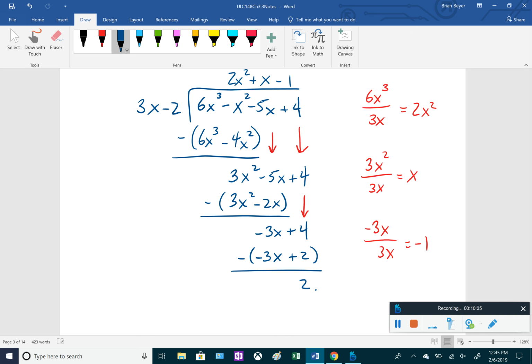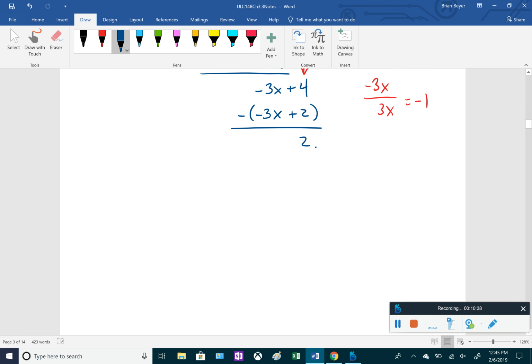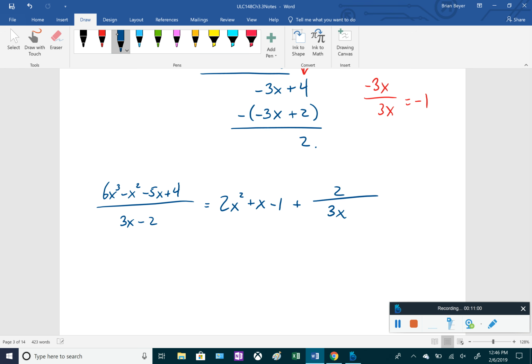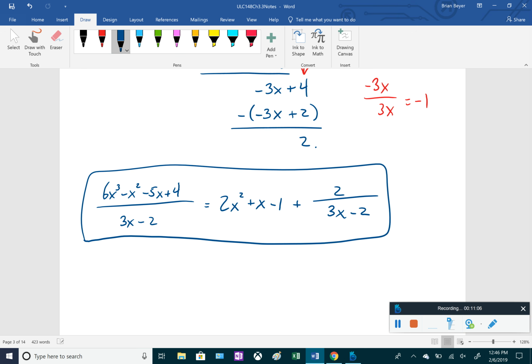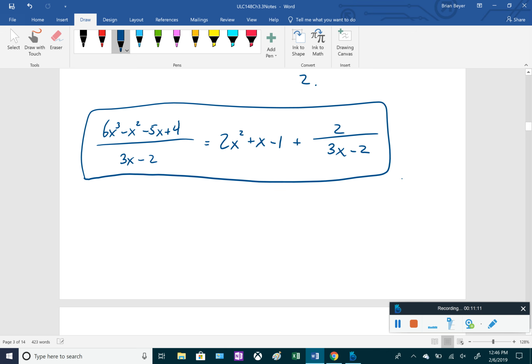Now we can just write this in the form of the division algorithm. So the original question was 6x cubed minus x squared minus 5x plus 4. We divided that by 3x minus 2. We said it's equal to the quotient, which was this, plus the remainder over the divisor. So this would be our answer using the division algorithm. Okay, so let's do maybe one more of these and then we'll do a different one.